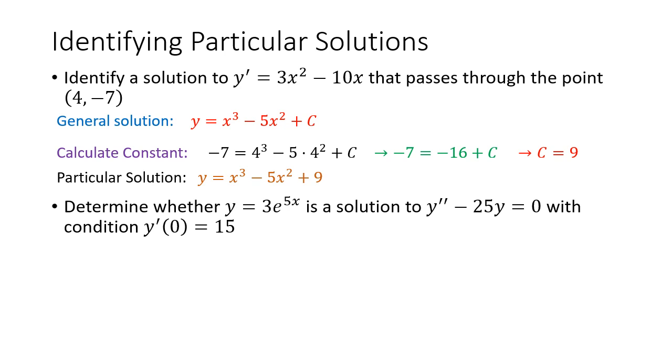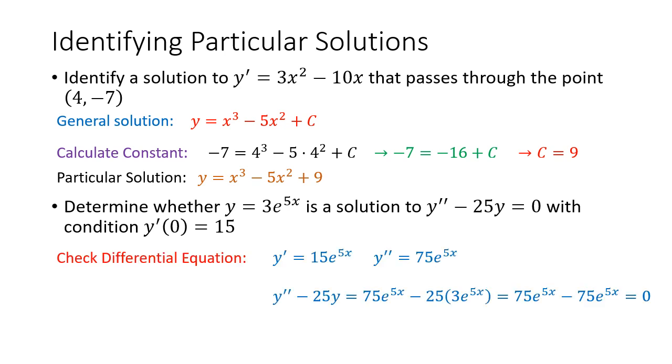So first of all, we need to check this general solution, because in order to get a particular solution from the previous example, we need to know we have a general solution to begin with. To check that the function is a general solution, we need to take derivatives and substitute into the original equation. Taking first and second derivatives of y equals 3e to the 5x, first derivative 15e to the 5x, second derivative 75e to the 5x.